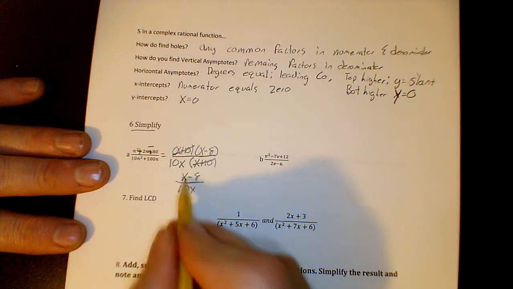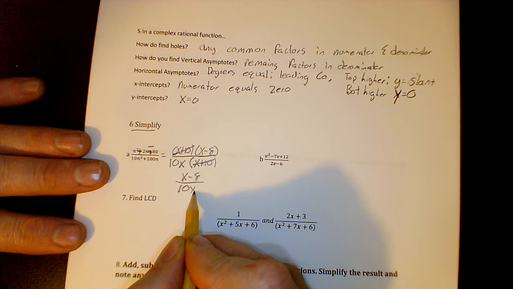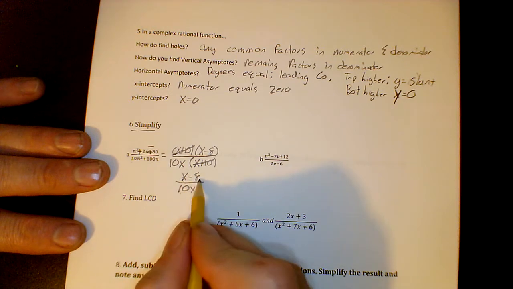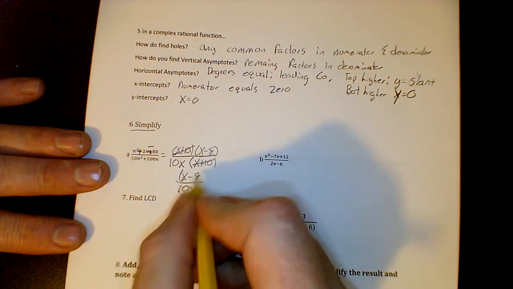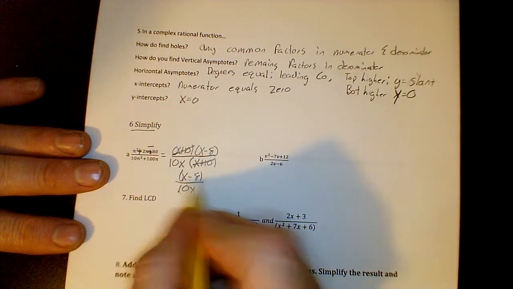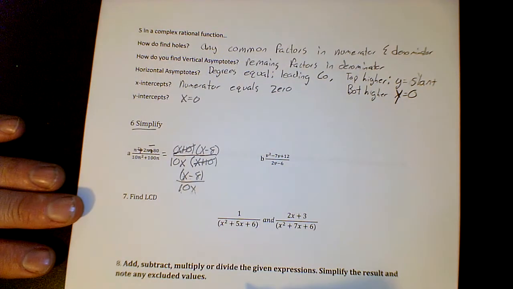Remember, you cannot cross these x's out because x isn't a factor up here. The x down here is, it's 10 times x, but this is x minus 8. And so if I was going to cross everything off, I would have to cross the entire factor of x minus 8 off. We are done.